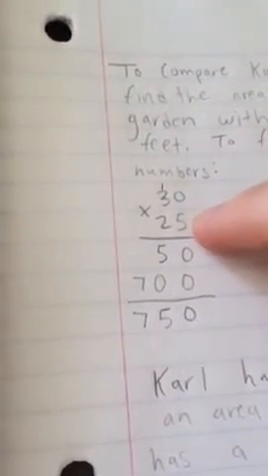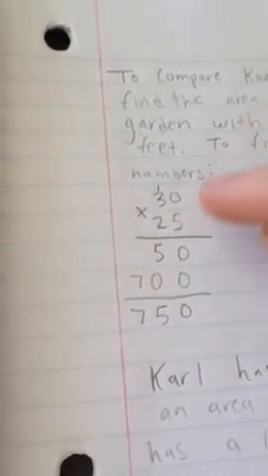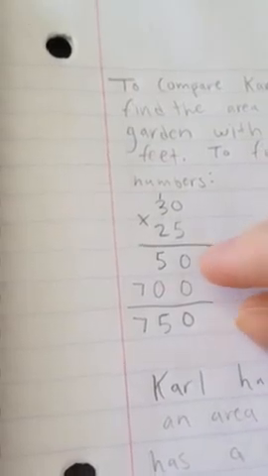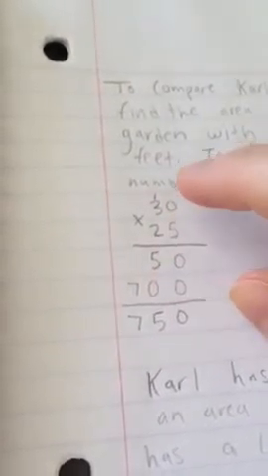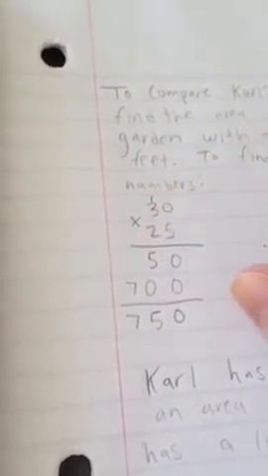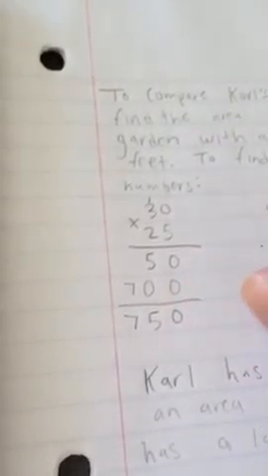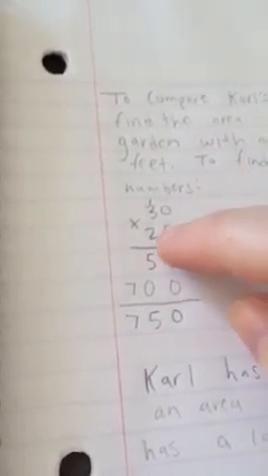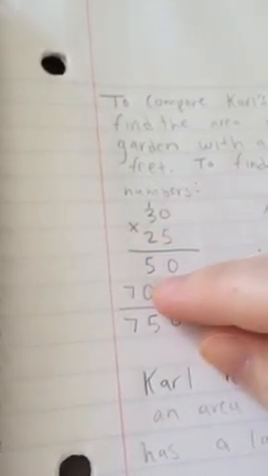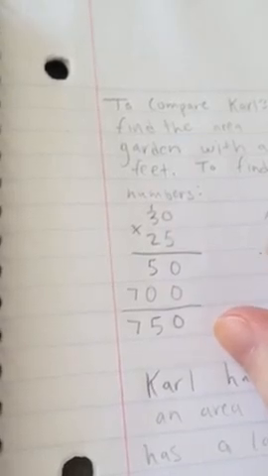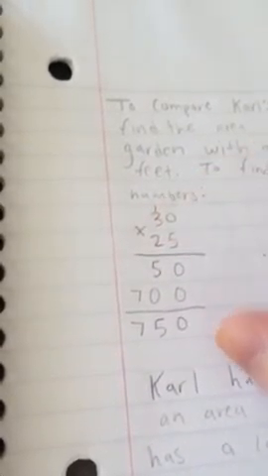So 0 times 5 is 0, and then we multiply 5 times 3, which is 15, and we have the 5 of the 15 here, and we carry that 1 up to the top. For our second line, we have the placeholder 0 here, and then we multiply the tens. 2 times 0 is 0, which is here. Then we multiply 3 times 2, which is 6, and we add that 1 in to make 7.